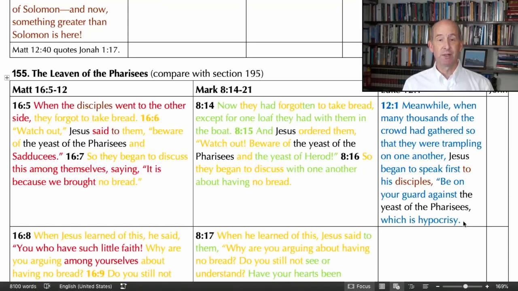Take a look at the leaven of the Pharisees exchange, section 155. Mark 8 tells this story. It's one of the more frustrating stories in this book. "Now, they had forgotten to take bread, except for one loaf they had with them in the boat. And Jesus ordered them, 'Watch out, beware of the yeast of the Pharisees and the yeast of Herod.' So the disciples began to discuss with one another about having no bread." What does one thing have to do with the other?